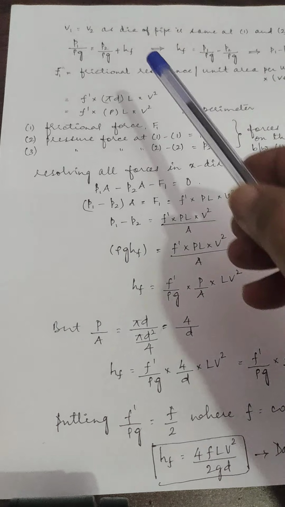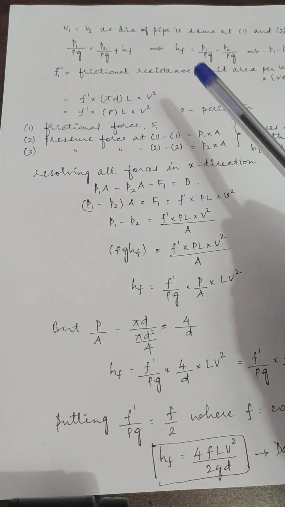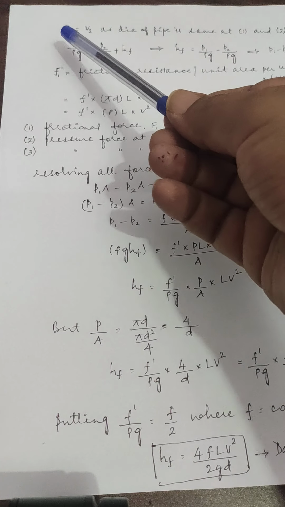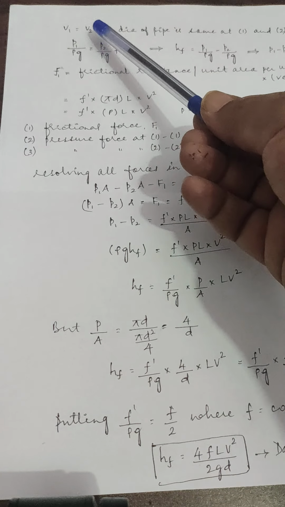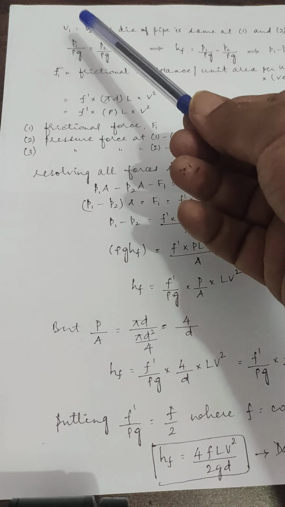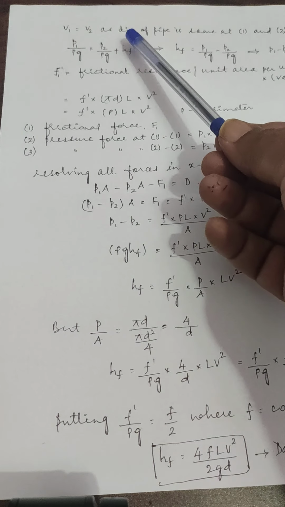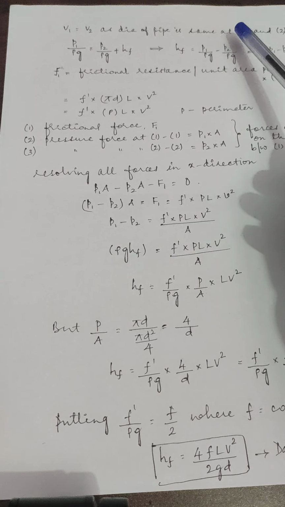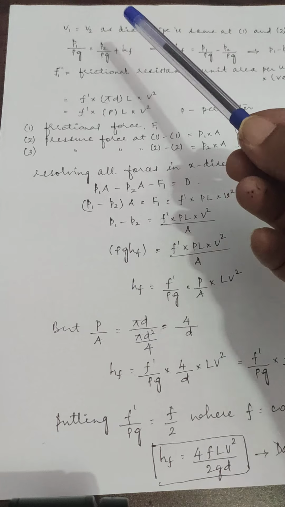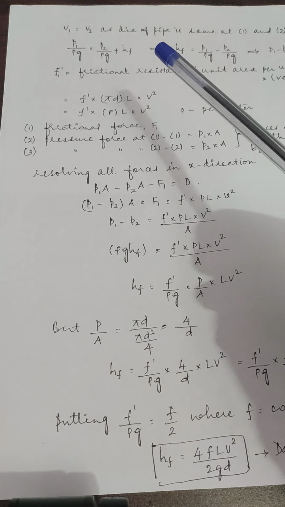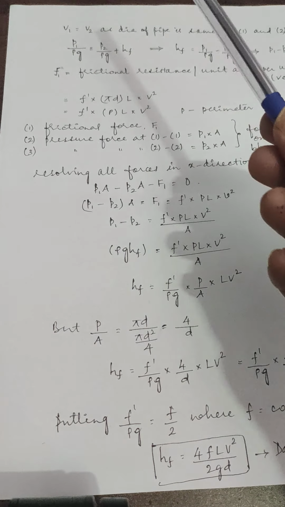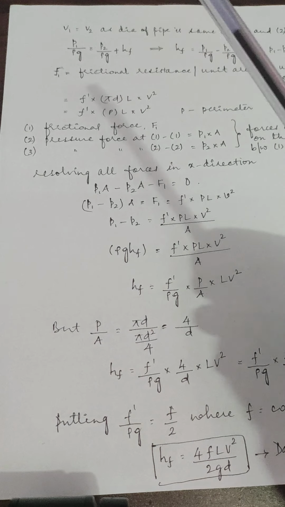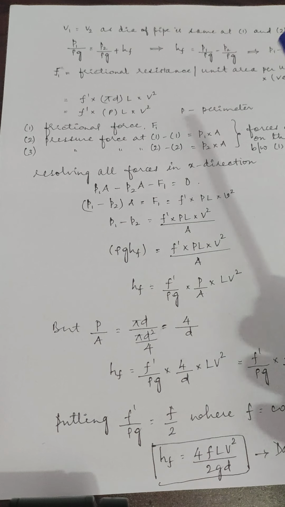Then we have V1 is equal to V2. That means the velocity of the flow at point 1 is the same as the velocity of flow at point 2, as the diameter of the pipe is the same. So there will be no change in the velocity. It is a steady flow, in the sense that there is no change in the velocity with respect to time.